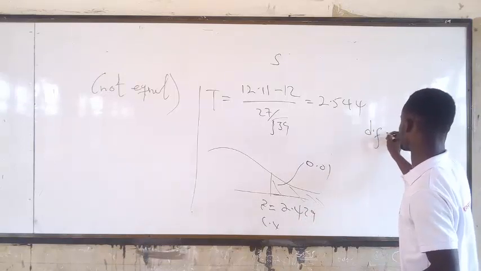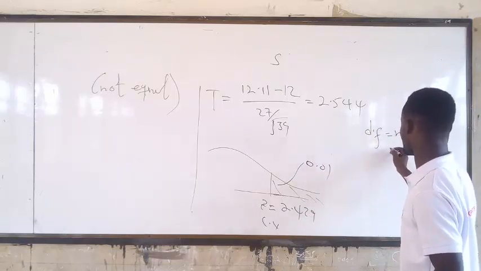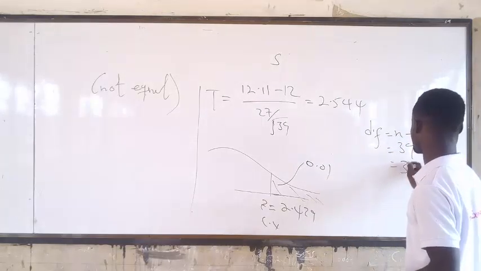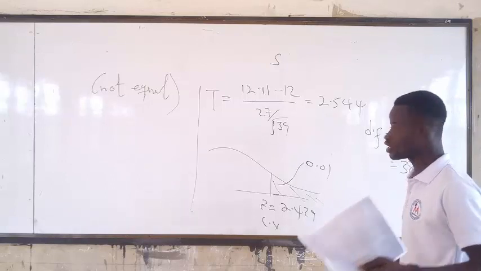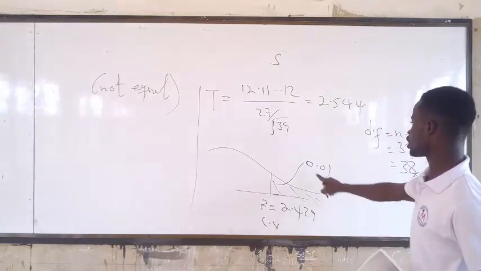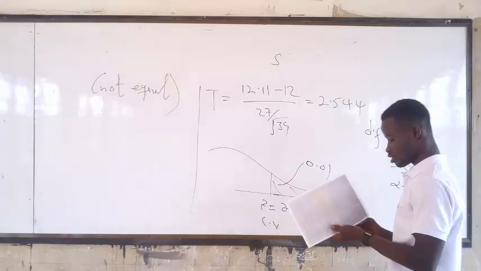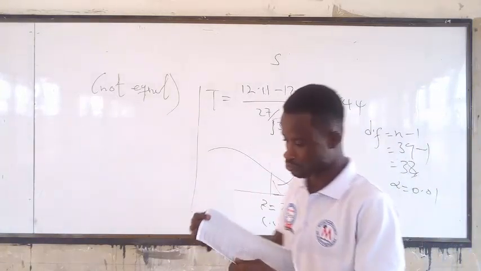You have to calculate the degree of freedom, which is n minus 1. So the n is 39, minus 1. So the degree of freedom is 38. After getting your degree of freedom to be 38, know that the alpha level given is 0.01. So you just come to your table.